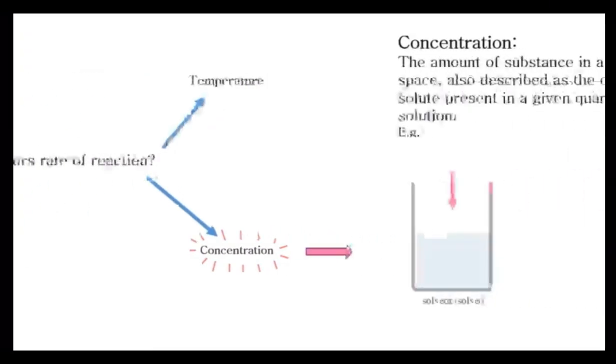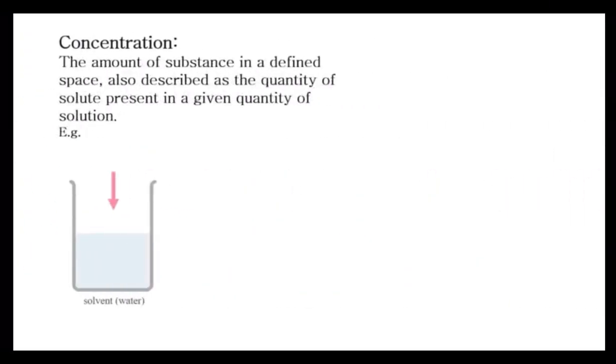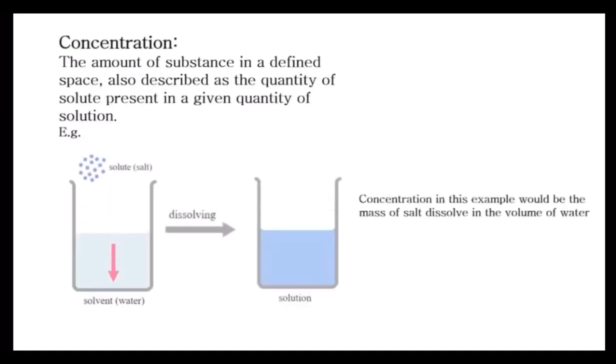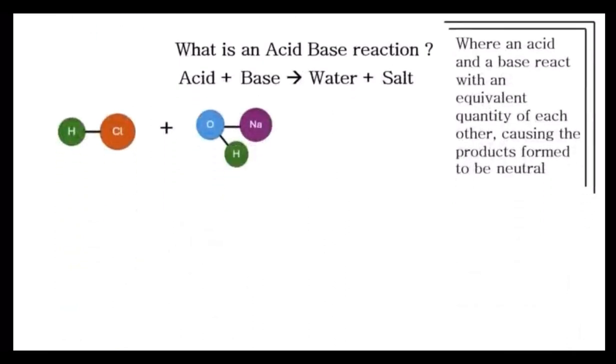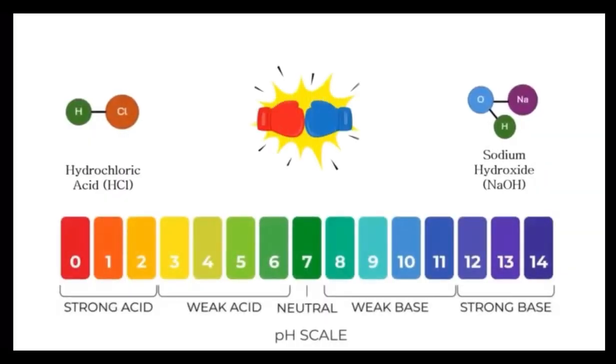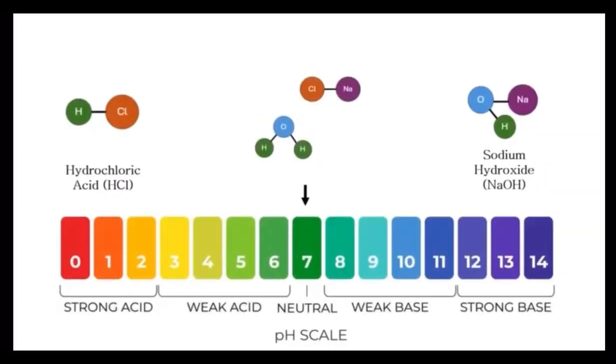Concentration is the amount of substance in a defined space. The concentration of a substance is the quantity of solute present in a given quantity of solution. To showcase the effects of concentration on rate of reaction, we will be using the acid-base reaction between hydrochloric acid and sodium hydroxide. An acid-base reaction is also known as a neutralization reaction, as the extremity of both pH levels combat one another, leaving the products neutralized and simultaneously undergoing double displacement.